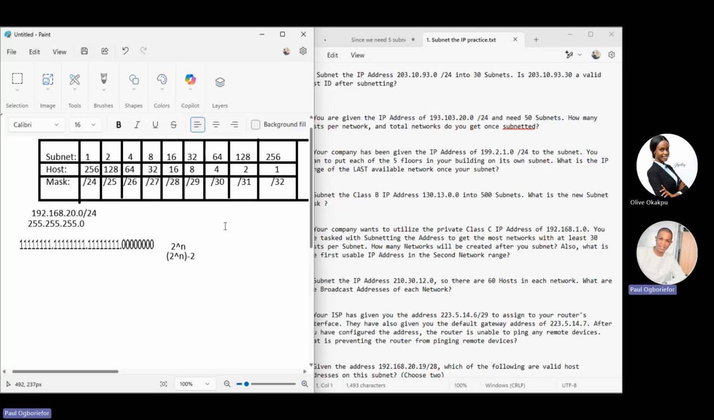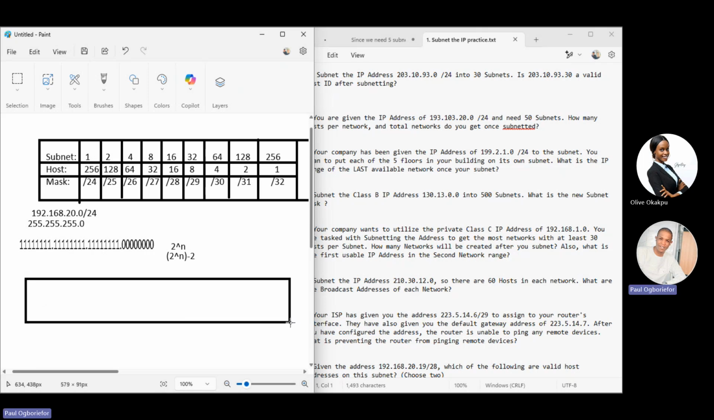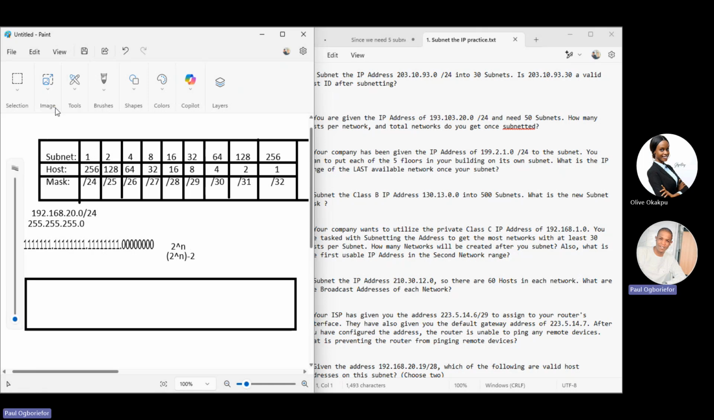Okay, now look at it. We are going to draw another table. In this table, we want to make it into 8. So in this table, I'll write 2 into 8 places.